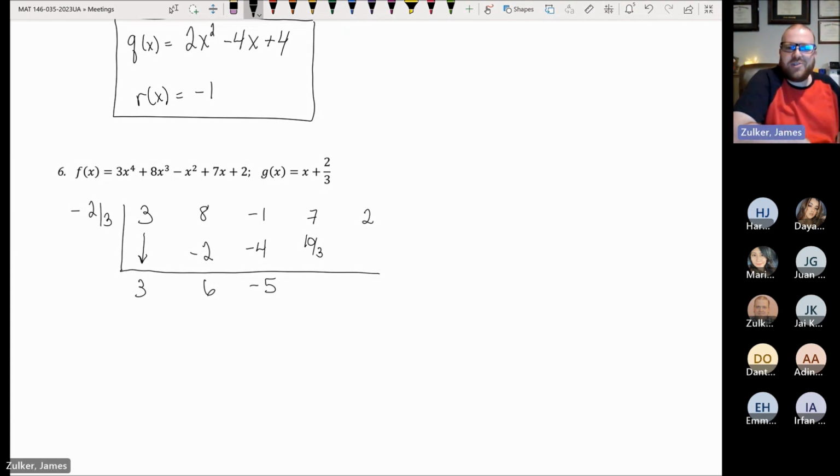Now we have to deal with fractions. Plus 7. 31/3 times negative 2/3 is negative 62/9. Plus 2. So it'd be negative 62 plus 18 all over 9, which would be what? Negative 44/9?